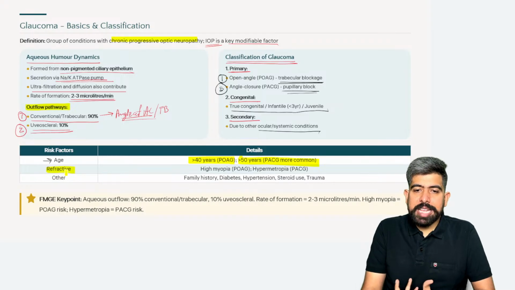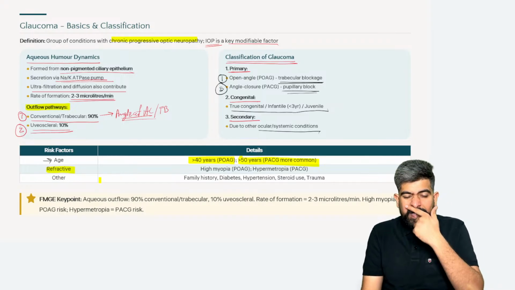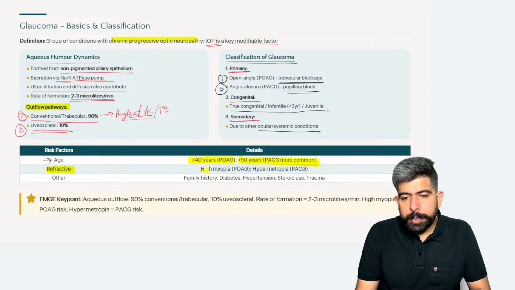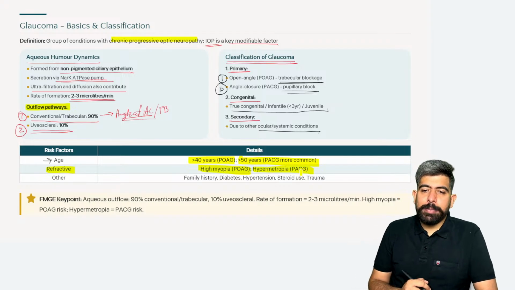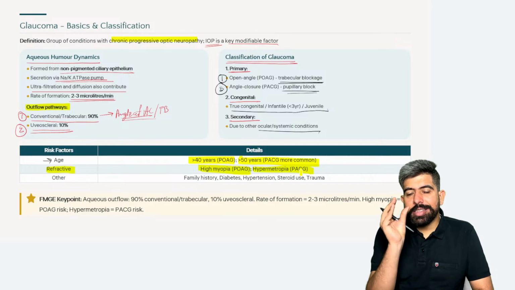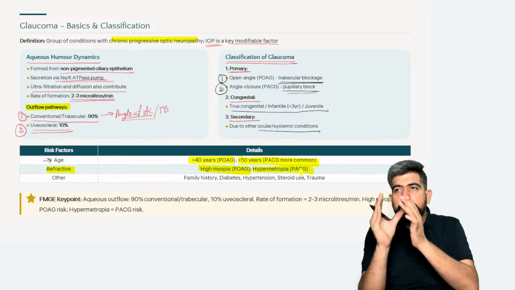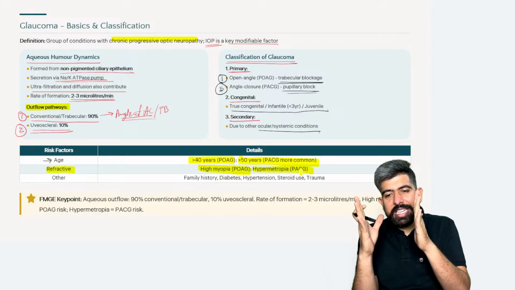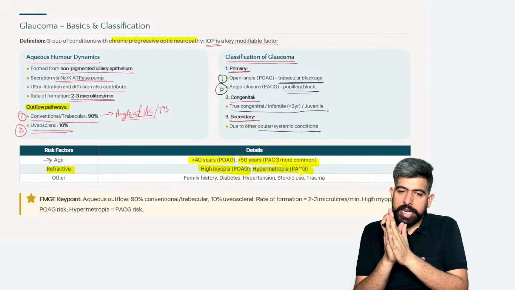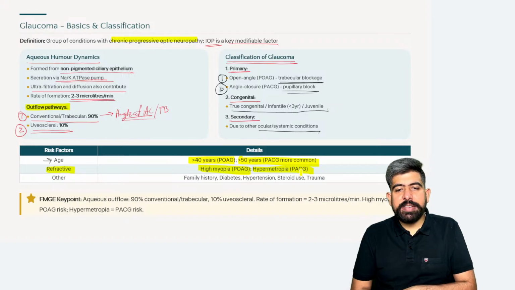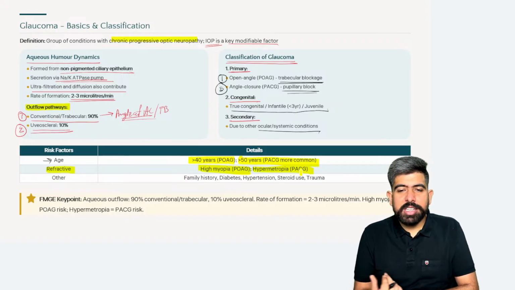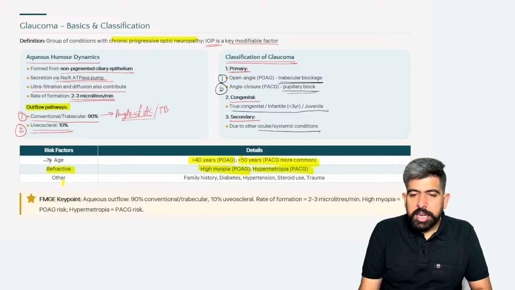Yes, glaucoma also has a refractive risk factor, like a high myopia patient is prone to open angle glaucoma, and a hypermetropic patient is prone to angle closure glaucoma. Why the hypermetropic patient? As the patient has a thick lens in hypermetropia, it is easy to get the pupillary block. So that's why the hypermetropic patient has angle closure glaucoma.